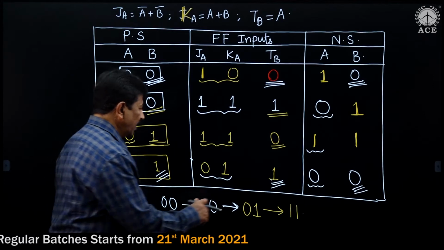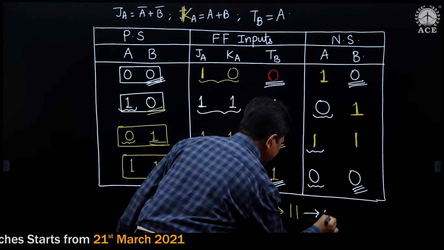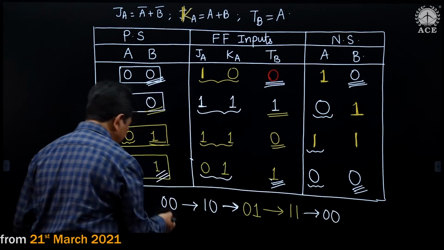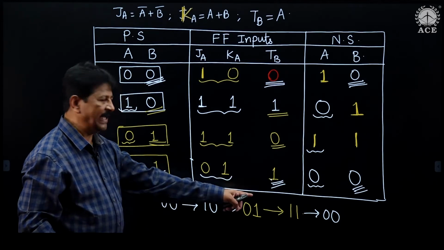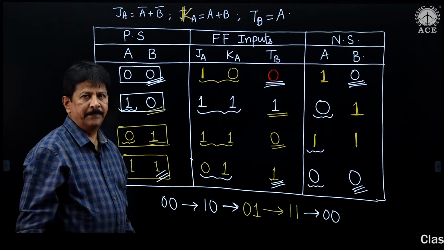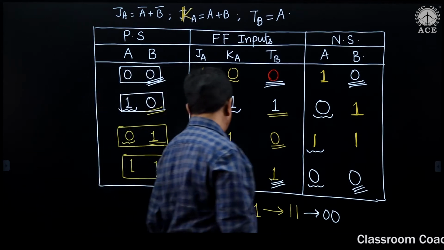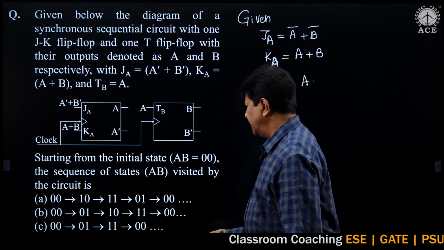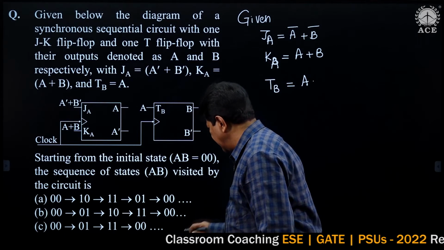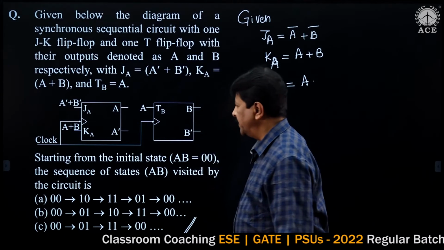Means after 1, 1, it is again getting back to 0, 0. Means it is coming back to this place. So it is counting as 0, 2, 1, 3, continuously. That is what we need to understand. Now let us look at the solution here. 0, 2, 1, 3, the correct option answer to this one is the D. D is the right answer for this.